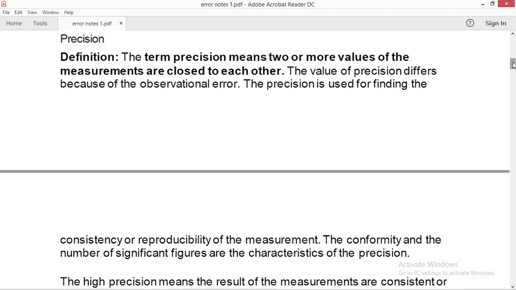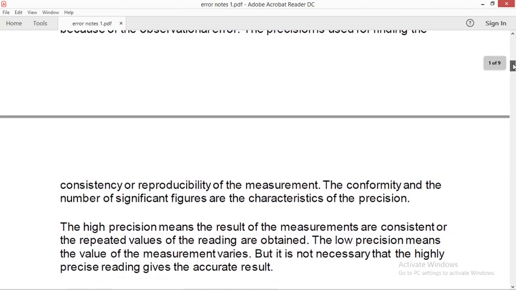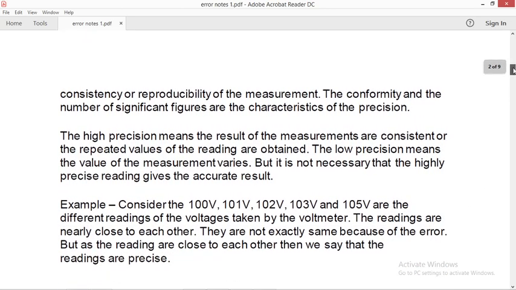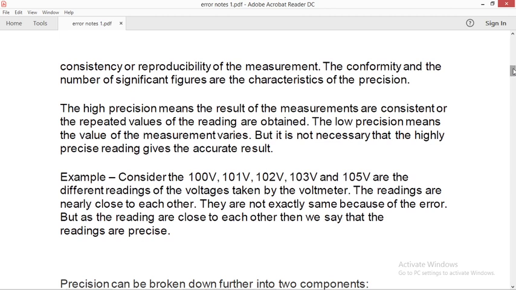Now precision is used for finding the consistency or reproducibility of the measurement. The conformity and the number of significant figures are the characteristics of precision. So here's where the difference lies. When you're talking about precision, it is the same thing that you're measuring again and again, just to confirm it. Also, the significant figures play an important role. For example, if the height at your house was say 164 centimeters, and when you measure it at the doctor's place, suppose he has a more precise way to measure it, he will give you 164.33 centimeters.